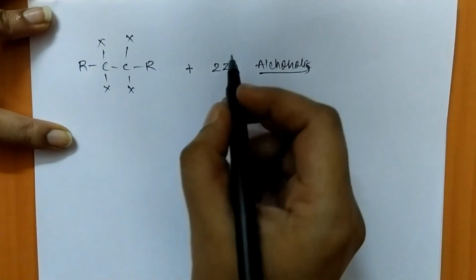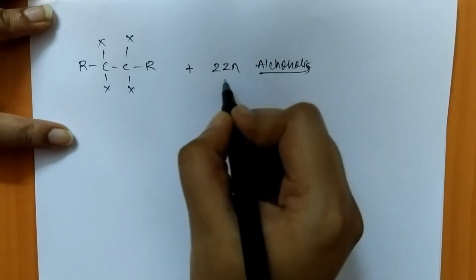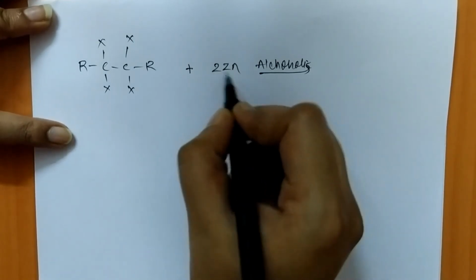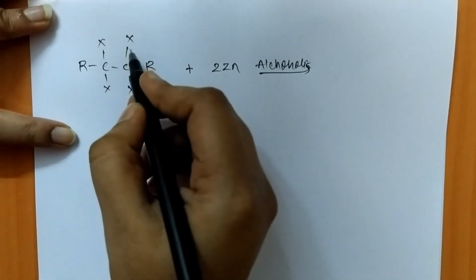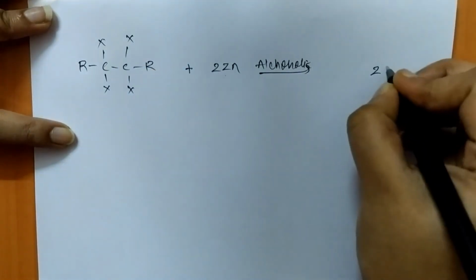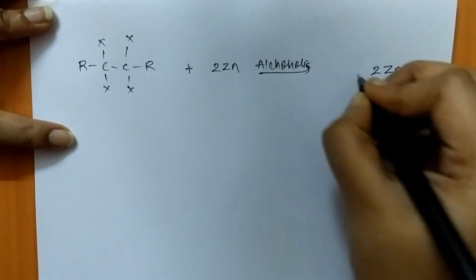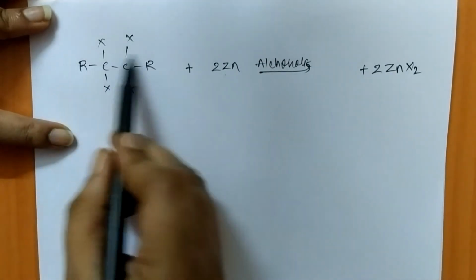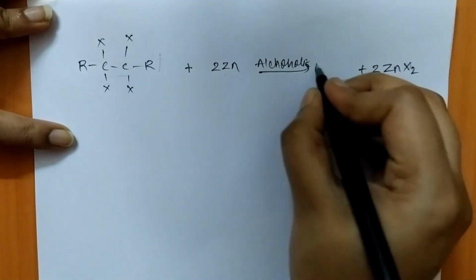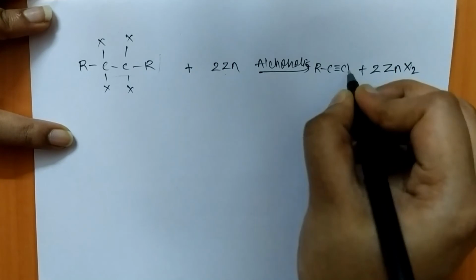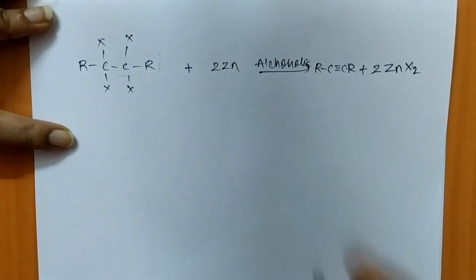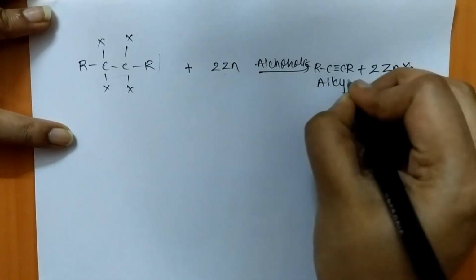What is exactly going to happen is that the zinc is going to take all these 4 halogen atoms, and therefore it is going to form 2 molecules of ZnX2, and ultimately we are left with this particular part. So we get RC triple bond CR, and this is an alkyne.